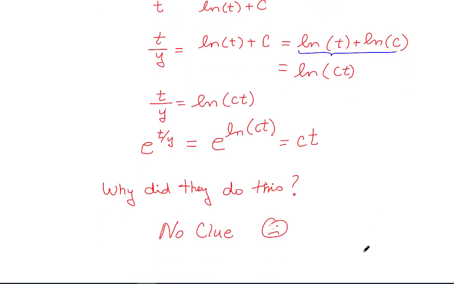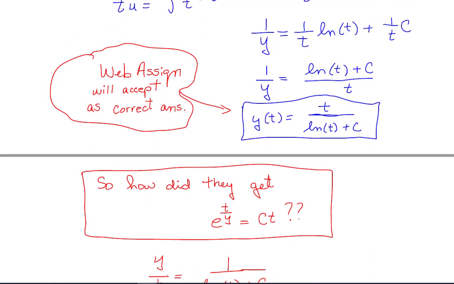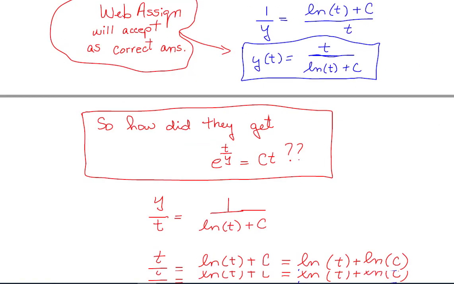Why did they do this? I have absolutely no clue. But the answer we got will be accepted by WebAssign. If you plugged the problem into Wolfram Alpha and solved it that way, it would also give you this particular solution.